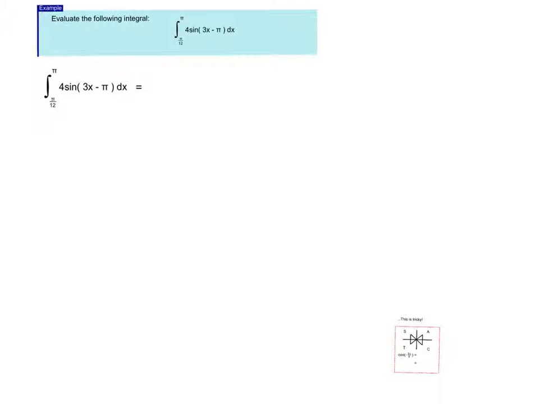So the first thing that we need to do is to realise we're integrating sine, so that changes it to minus cos. So using the rule, the integral becomes minus 4 over 3 cos(3x minus pi), and we are integrating that between the limits of pi and pi over 12.